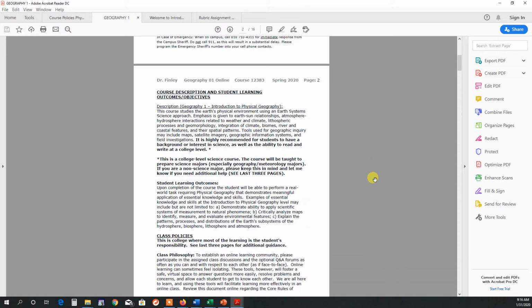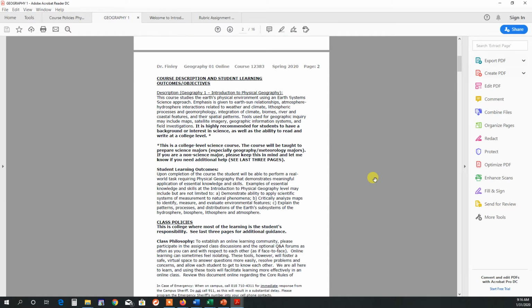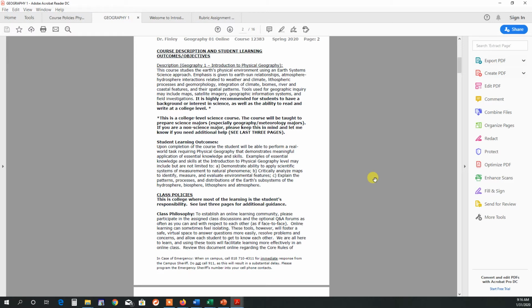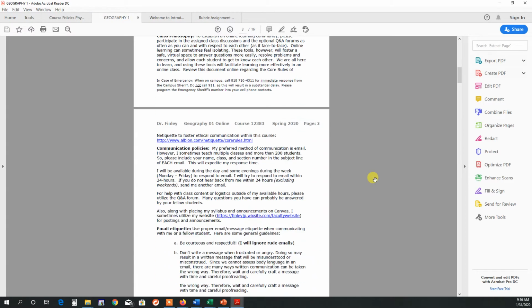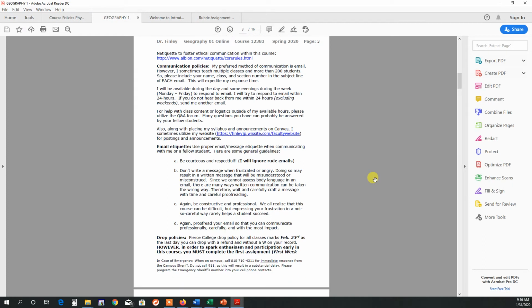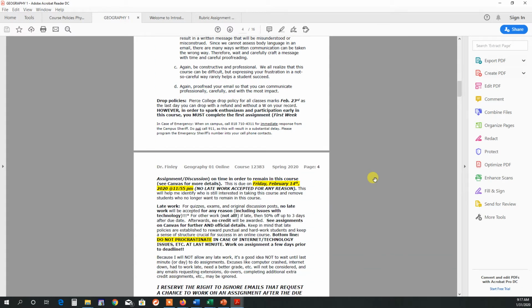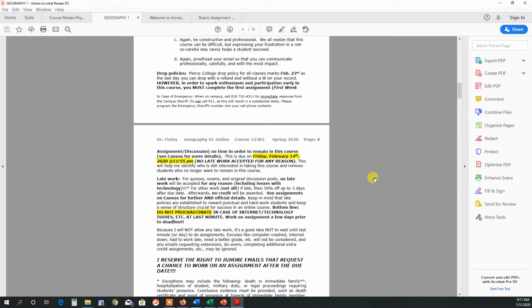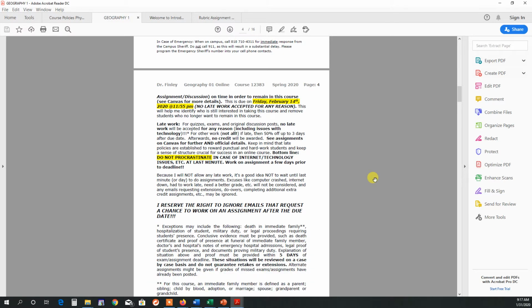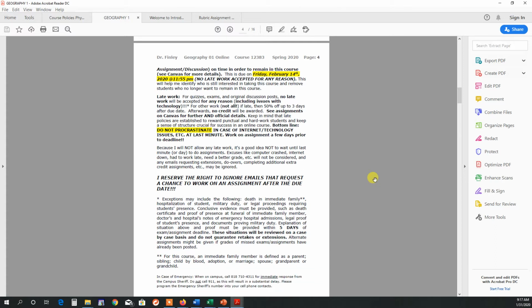You could scroll to page 2, and that talks a little bit about the logistics or the material of the course, student learning outcomes, classroom policies and communication policies, email etiquette, and drop policies. So please carefully read this, as it'll be very important for the course as we go forward and for the syllabus quiz. I don't allow much late work, so I have quite a bit of information on page 4 that discusses my policies with late work and some exceptions, especially if you have an extreme situation.